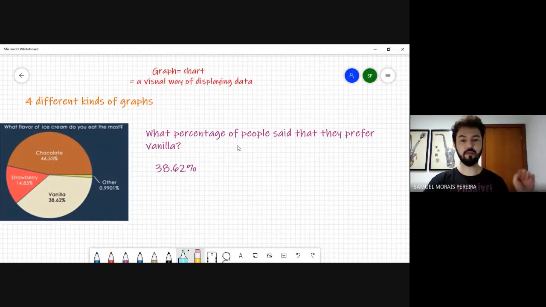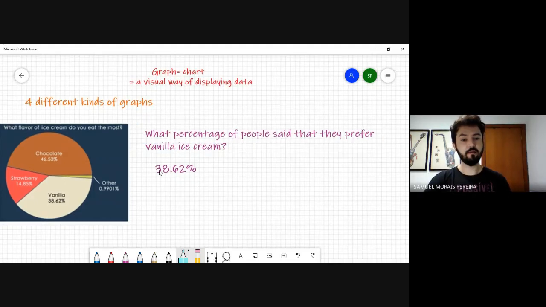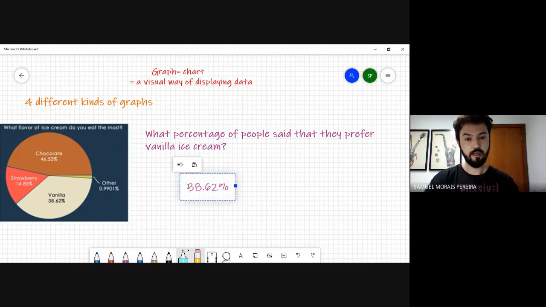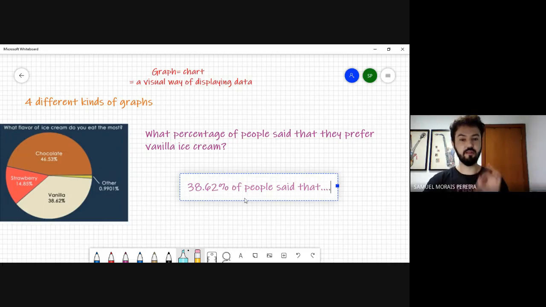So what percentage of people said that they prefer vanilla? Eu poderia completar aqui com a palavra sorvete, não? Vanilla ice cream, sorvete de baunilha, tá? Vanilla é baunilha. And then you say 38.62%, or you could give the entire answer. You could say, for example, 38.62% of people said that they prefer vanilla ice cream.